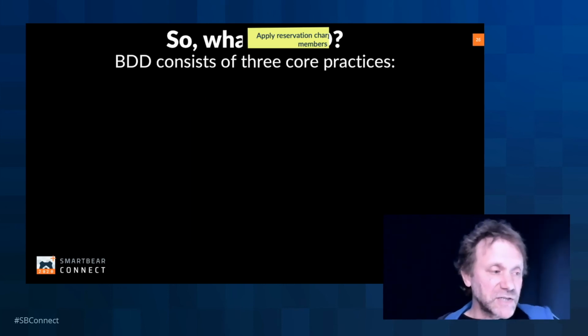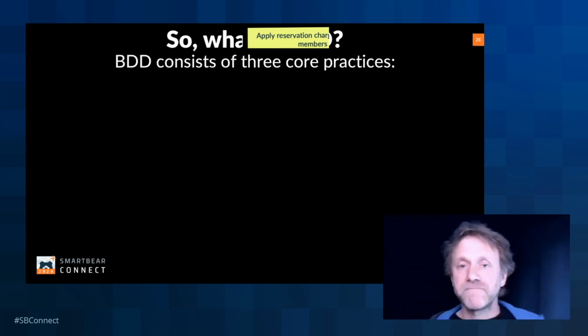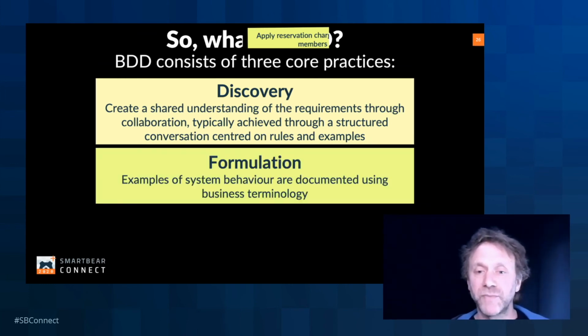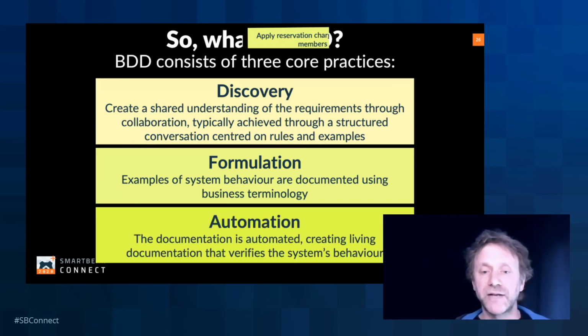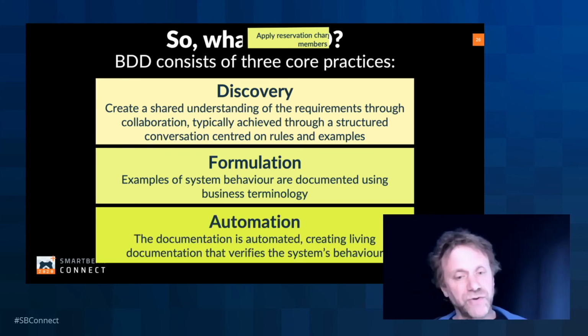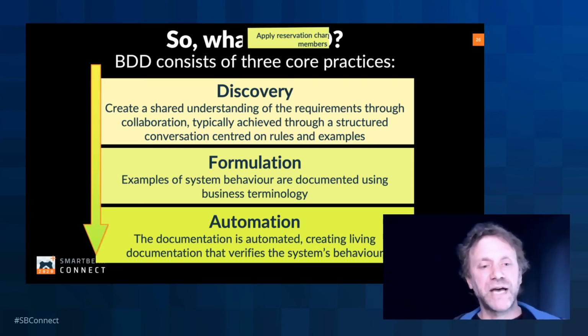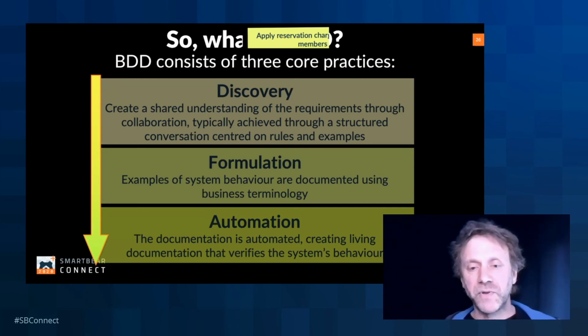So BDD consists of 3 core practices: discovery, where we create a shared understanding of the requirements through collaboration. We're using rules and examples. Formulation, where those examples are documented using business terminology. And automation, where that documentation is automated and that creates living documentation. And they should be covered in that order. So I know that a lot of people come to Cucumber for test automation. And if that's the way you want to use Cucumber, that's fine. However, if you want to adopt a BDD approach, you must start with collaborative discovery and move through to automation.